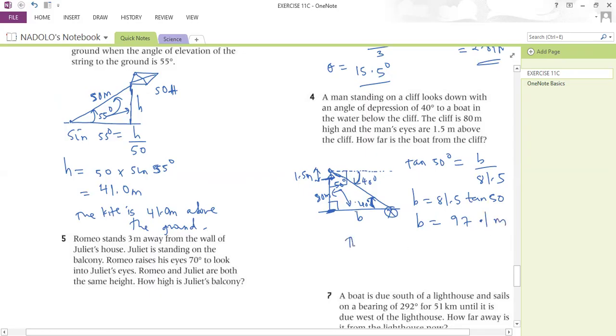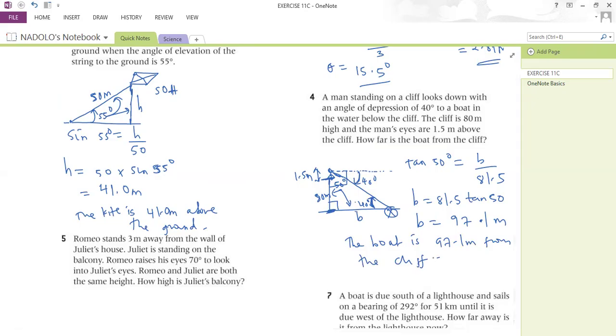So we can see the boat is 97.1 meters from the cliff. Okay, that's number 4. Let's look at number 5.